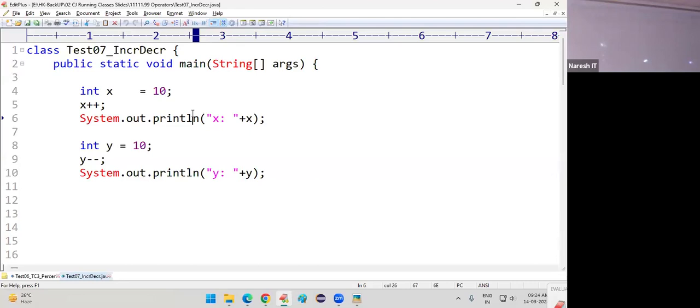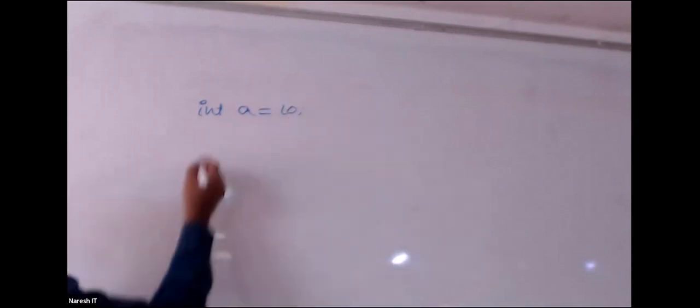We have two types of SIMs, prepaid and postpaid. What is the difference between them? Prepaid means first you pay and use. Postpaid means first you use and then pay. Same concept here also. Pre-increment, post-increment, same idea. Observe, I don't want to write on the screen, I want to use the board. Look here. I'm creating variable int a equal to 10. Here I am writing plus plus a. What is this?